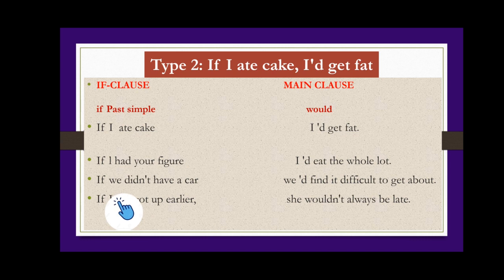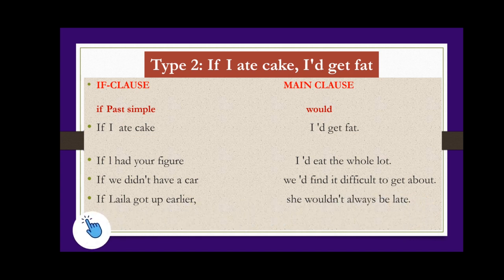We are just imagining that if we didn't have a car. Actually, we do have a car right now in present time. So the situation is unreal: we are just imagining that if we didn't have a car, we would find it difficult to get about. Actually, we do have a car and we don't find it difficult to get about.